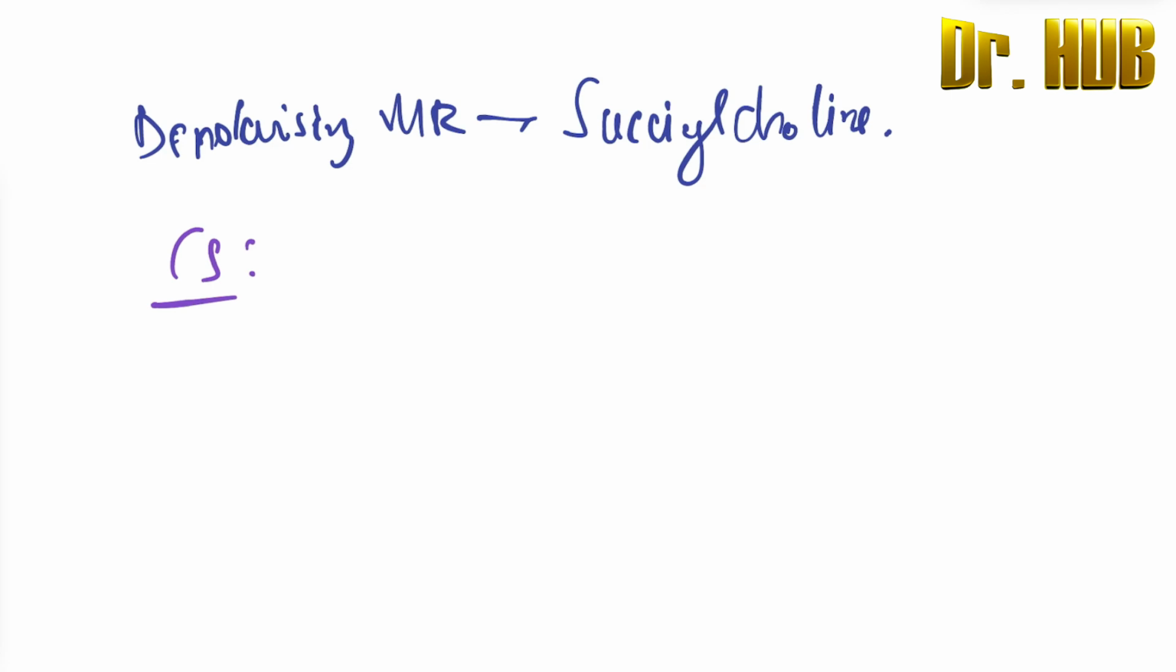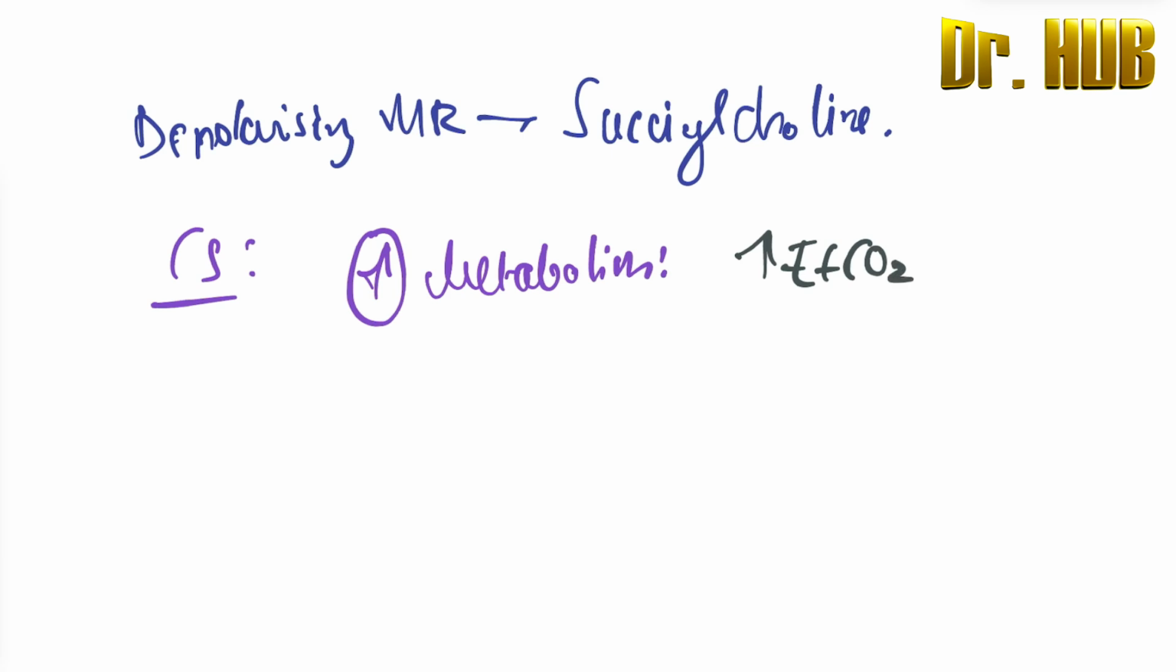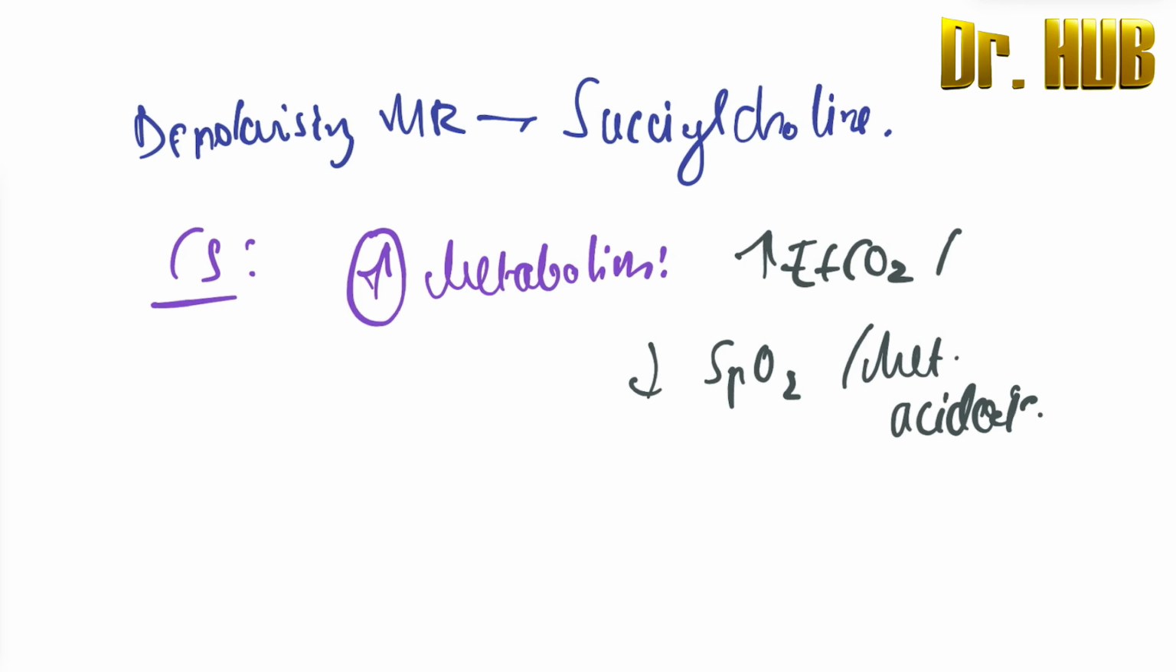Next, the CS, the clinical signs. What increases the metabolism? It is due to the increased EtCO2, the decrease in the SpO2, as well as metabolic acidosis. Next is increase in the sympathetic activity. What is present here? There is tachycardia, hypertension and arrhythmias.